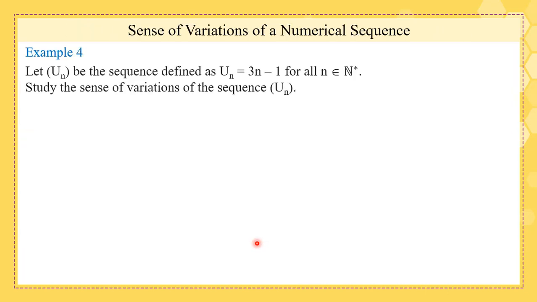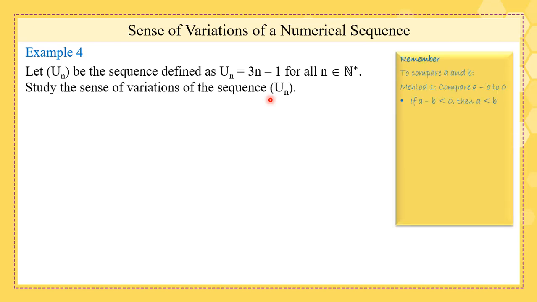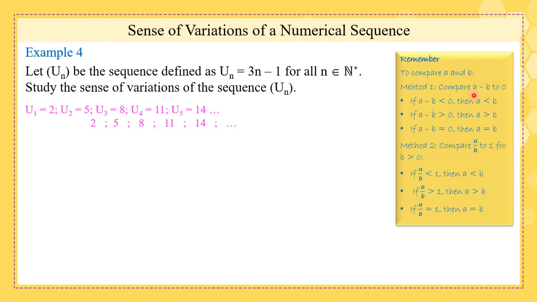Okay, we have this sequence which is Un, and the question is to study the sense of variations of this sequence. So we need to compare Un plus 1 and Un, whether Un plus 1 is greater or smaller or equal. Now, remember, to compare two numbers, we either use the difference method or the quotient method. Let's see. Now here, if we just want to tell whether it's increasing or decreasing, using scratch paper, U1 is 2, U2 is 5, U3 is 8, U4 is 11. So we can see that this sequence is an increasing sequence because it increases, as you see.